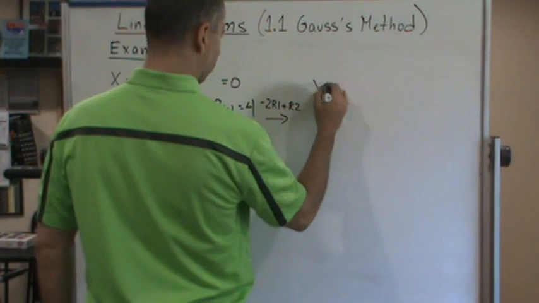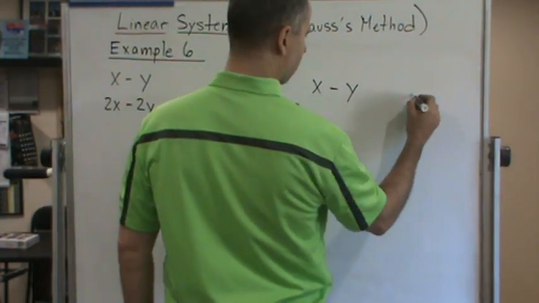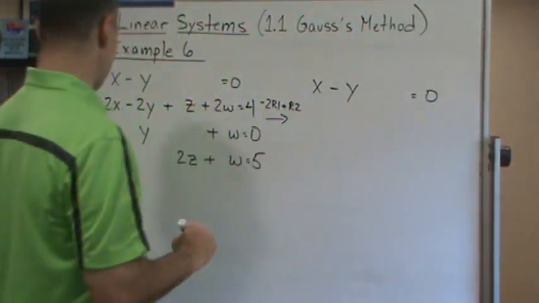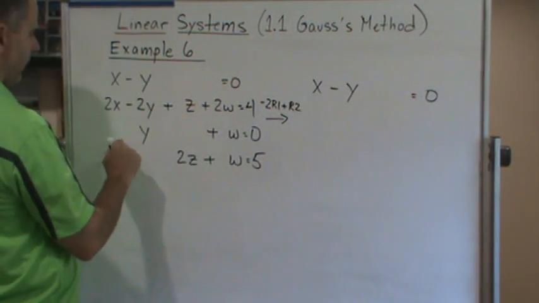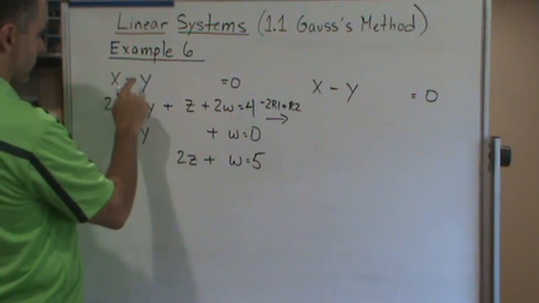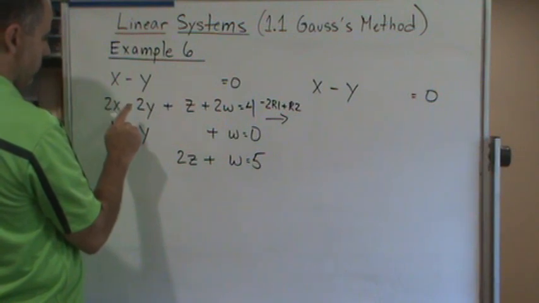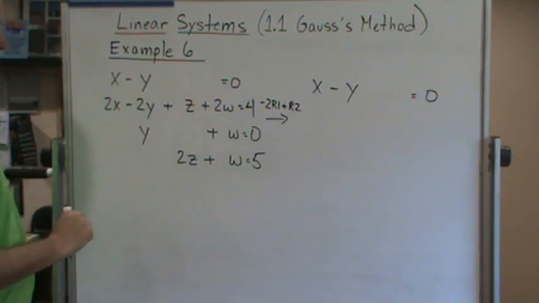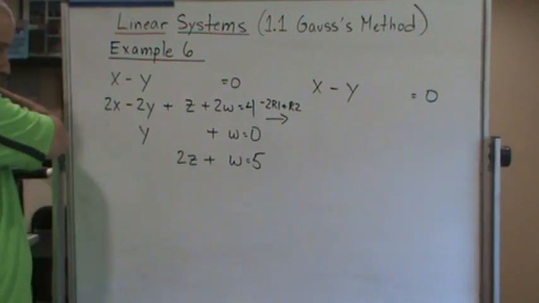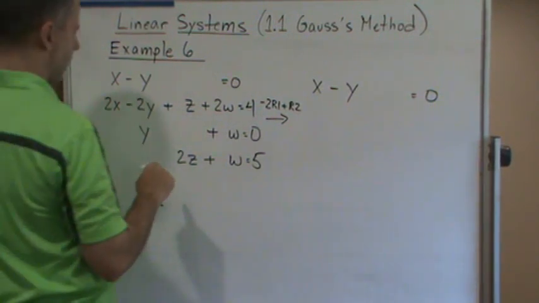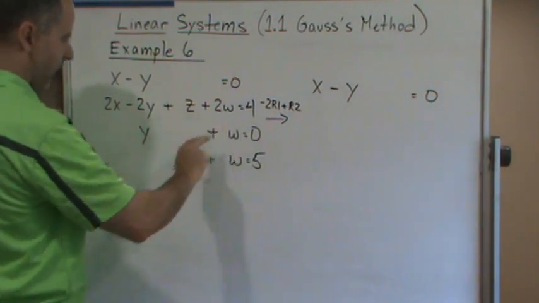So we'll do x minus y equals 0. And then of course this is going to go away. Then if we do -2 times -1, that's going to give us +2. +2 minus 2 is going to give us 0, so the y is going to go away. And then these are going to stay. There's nothing here, so these are going to be unaffected.